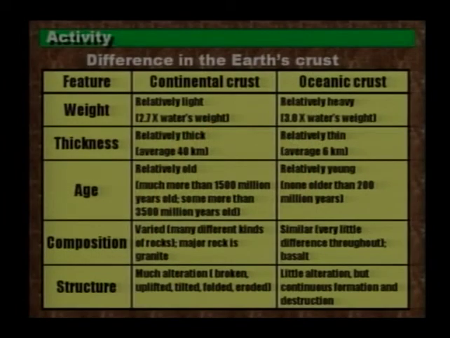According to our table, the information from the table, it says continental crust, relatively light, 2.7 times water's weight. Oceanic crust, relatively heavy, 3.0 times water's weight. So we are going to go with the information from the table, and then we are going to accept Caleb's answer. So therefore, our answer should be lighter. Okay, good. Next one.